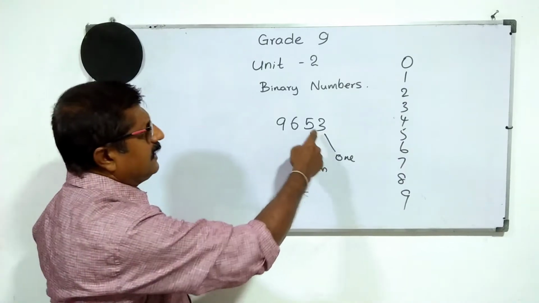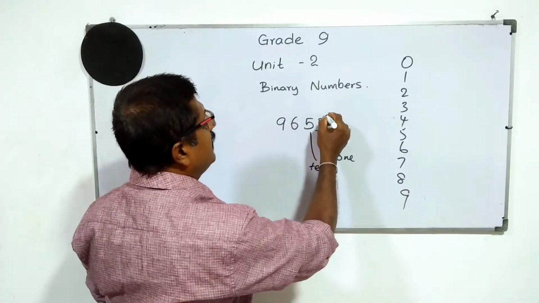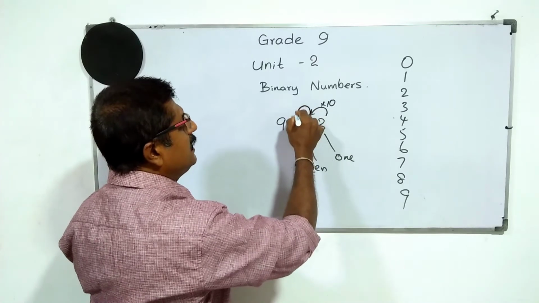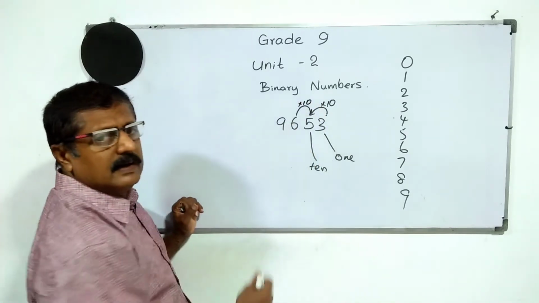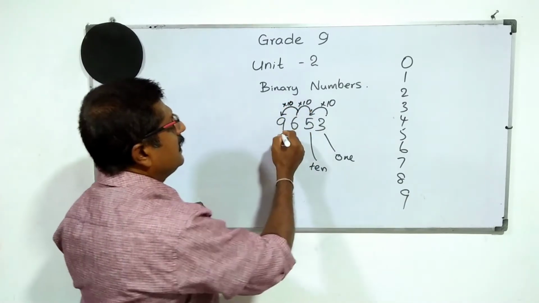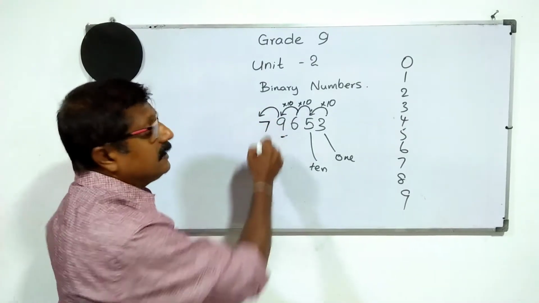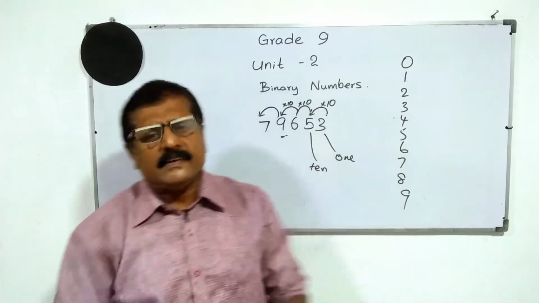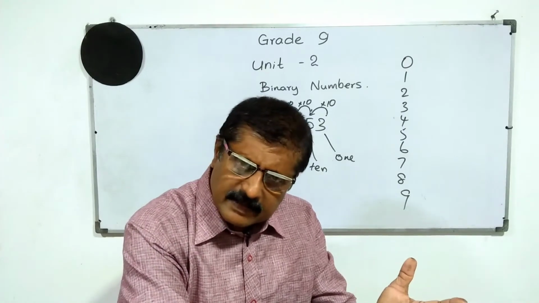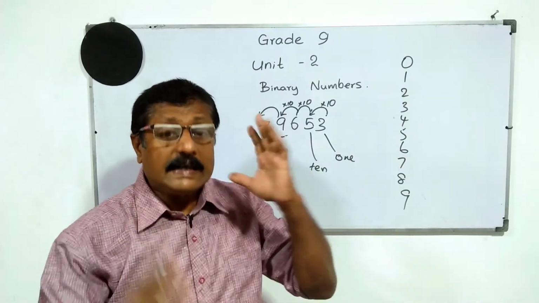Right. Ones, tens, then tens multiplied by 10 become hundreds. Here, ones multiplied by 10 becomes tens. Then tens multiplied by 10 becomes 100. Hundreds multiplied by 10, then thousands. Again, thousands multiplied by 10 becomes 10,000. Like this, at each step, they are multiplied by 10. And for writing these ordinary numbers, we use 10 digits.